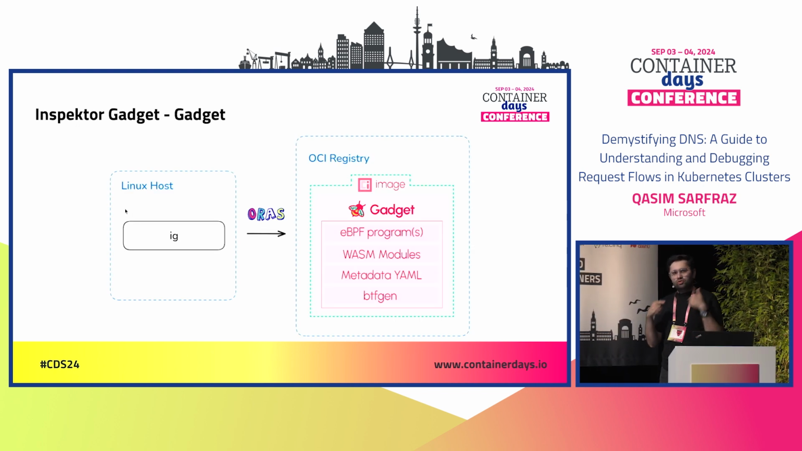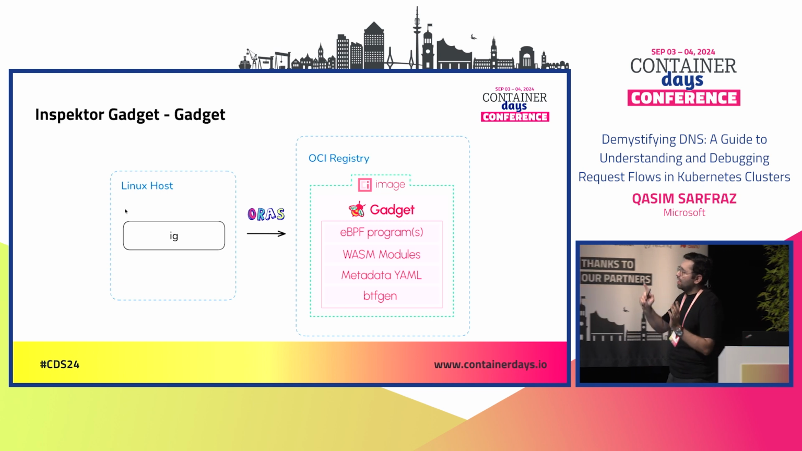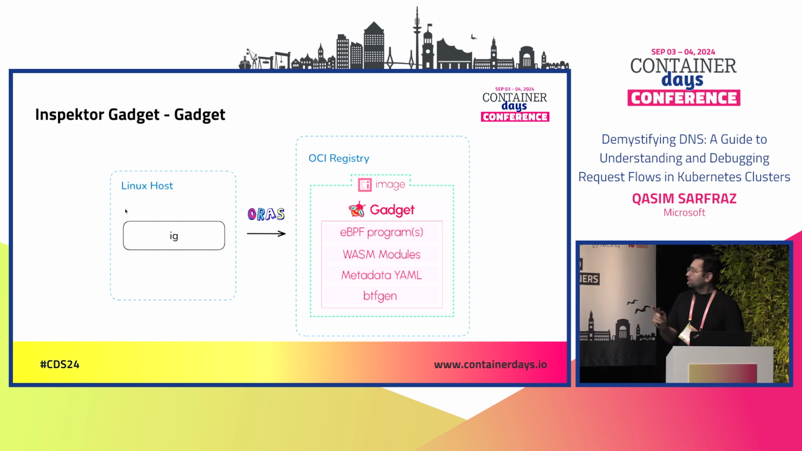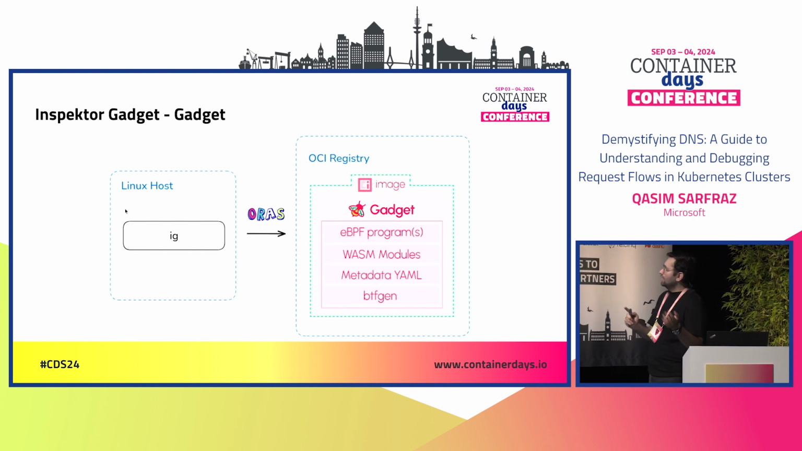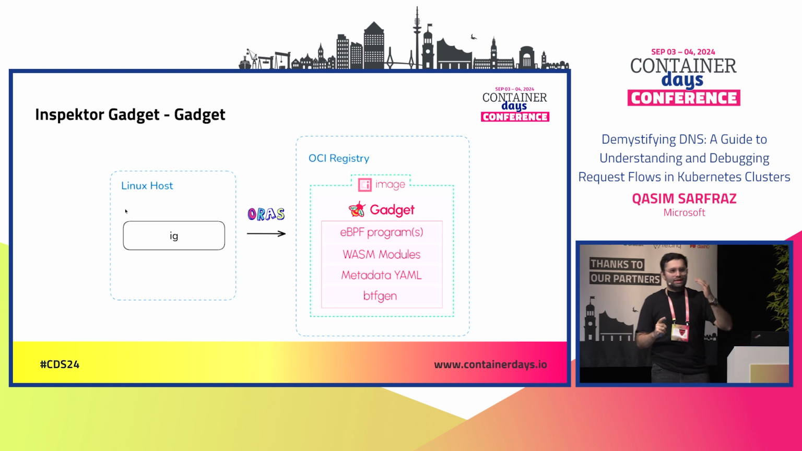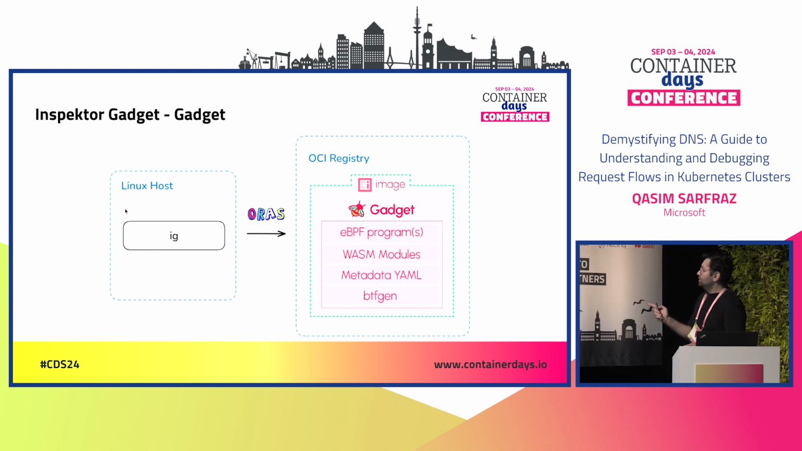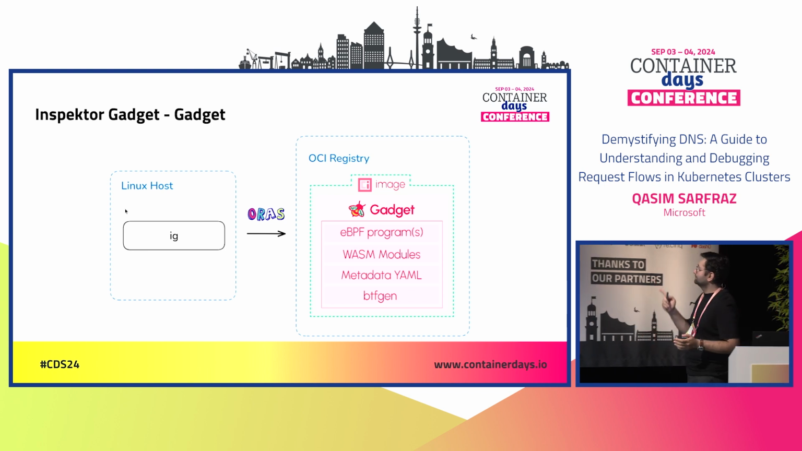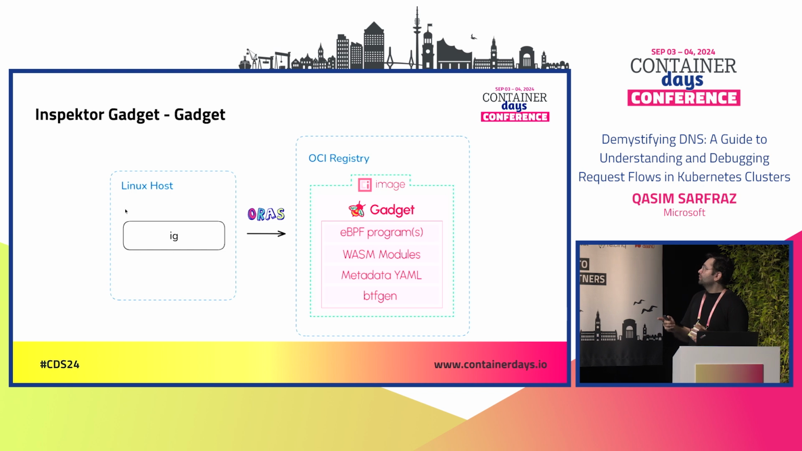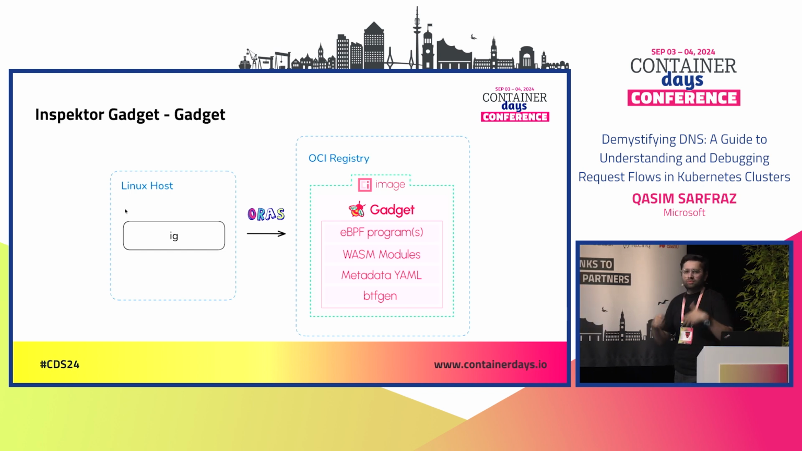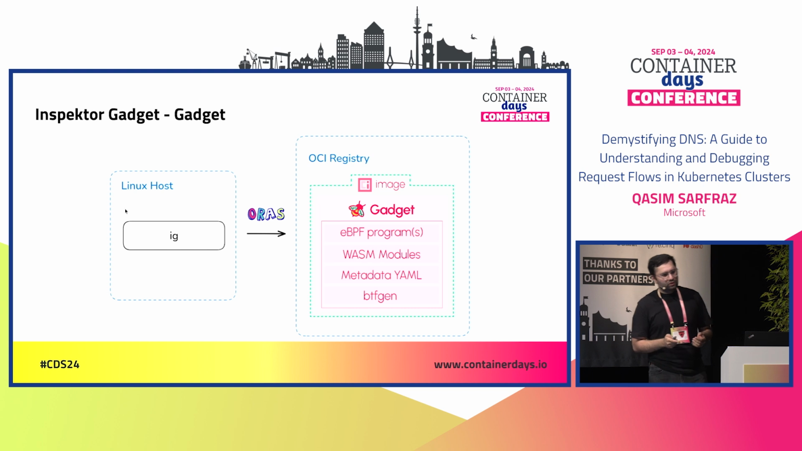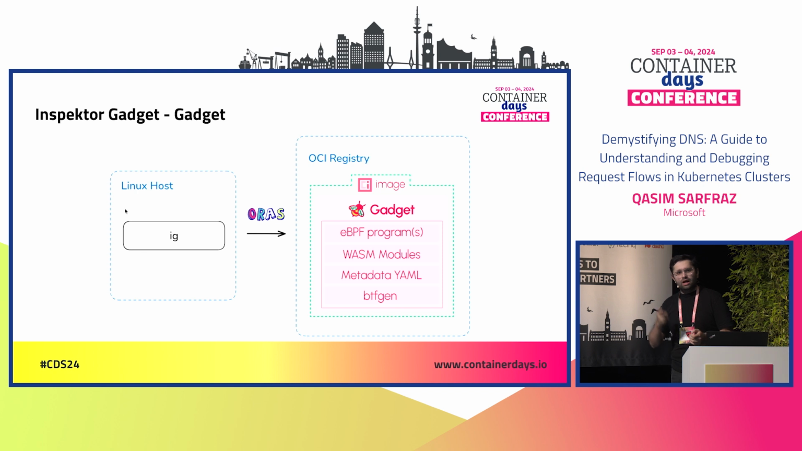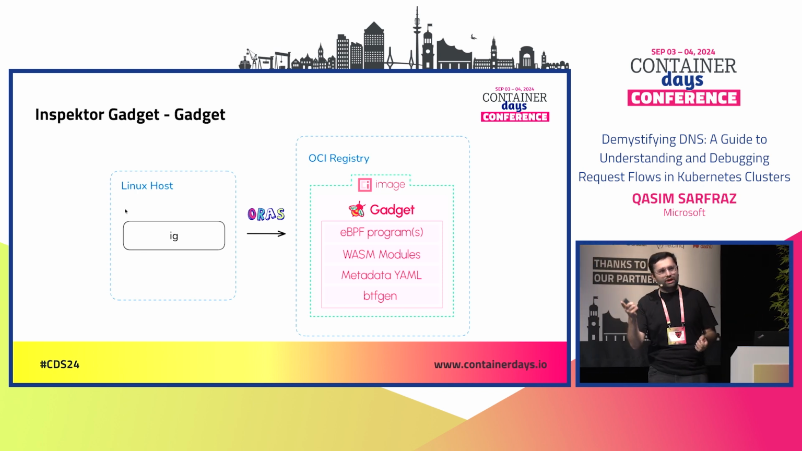Before talking about how to debug your cluster using it, I want to give an idea of what a gadget is. A gadget is an OCI artifact. On the left side, we have the ig CLI, which allows you to build and publish gadget images to an OCI registry. On the right side, we have an OCI registry in which there is a gadget living. The gadget is composed of eBPF programs, WASM modules, and some other components. You will run these gadgets just like you run a container or install a Helm chart from an OCI registry.